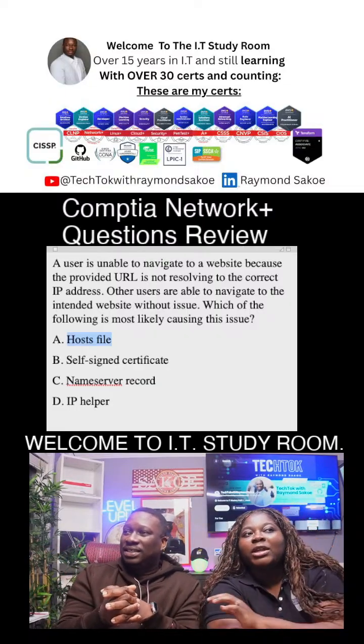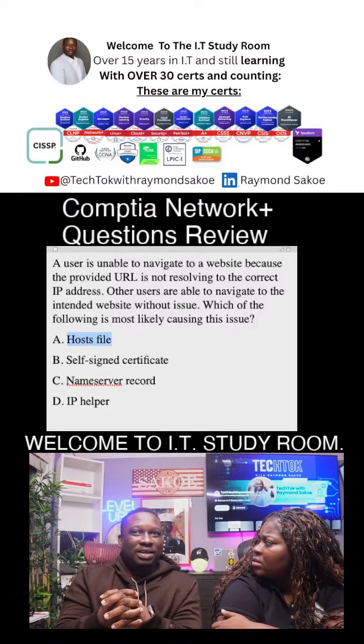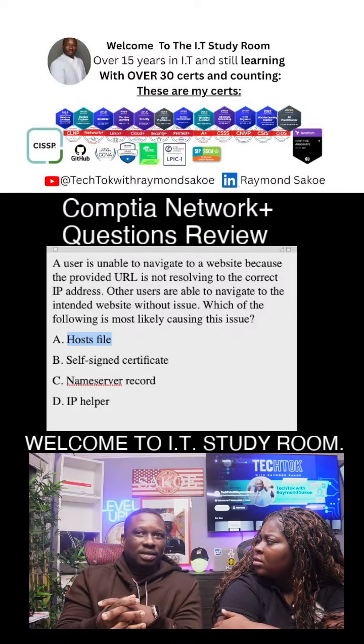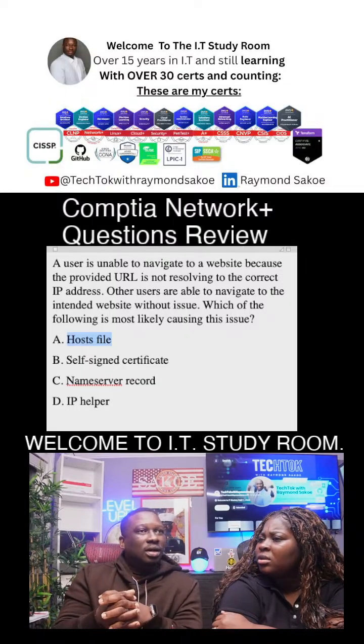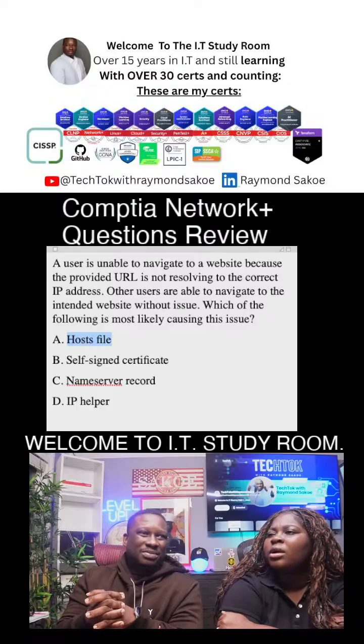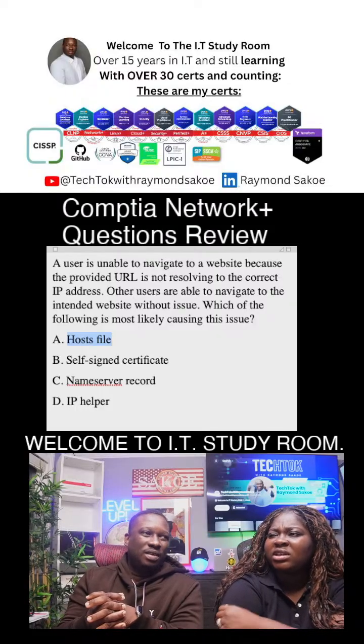Wait a minute. How does one get into somebody's host file? So long as you have a login to the computer, you can just open the host file. Can you do it remotely? It's possible. If you have remote access.